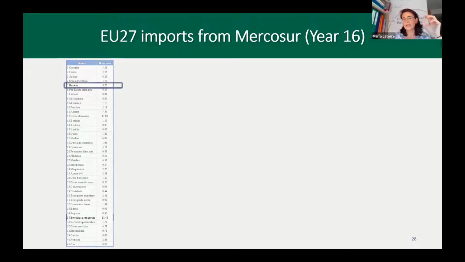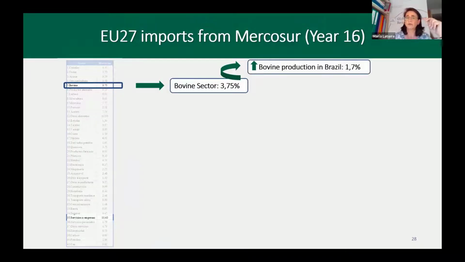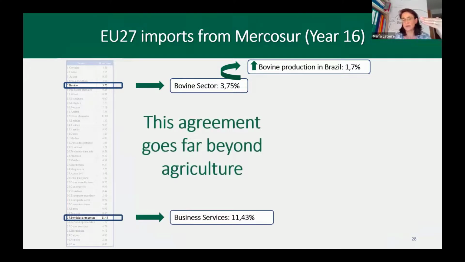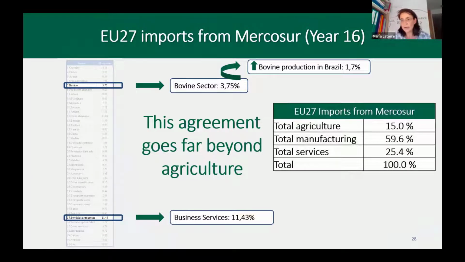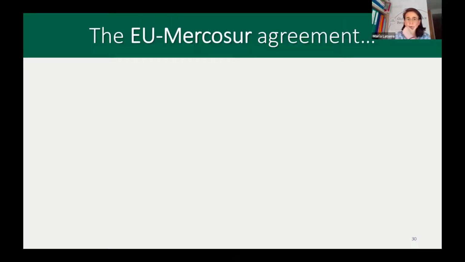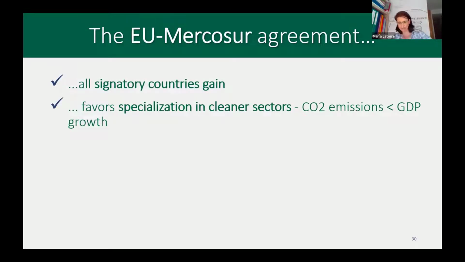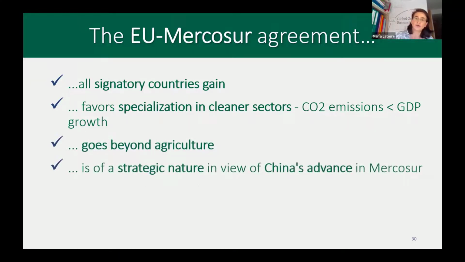Very quickly, just to say something about the CO2, we have modeled, as I said earlier, the basic idea: this agreement is not about agriculture, it's not about services. If you look at the total imports coming from Mercosur countries to the entire EU, you may be surprised to find that only 15% of those imports are agriculture. So to conclude, we find that all signatory countries gain in this agreement. It favors specialization in cleaner sectors, because we find that GDP increases are larger than CO2 emissions increases after the agreement. This goes beyond agriculture.